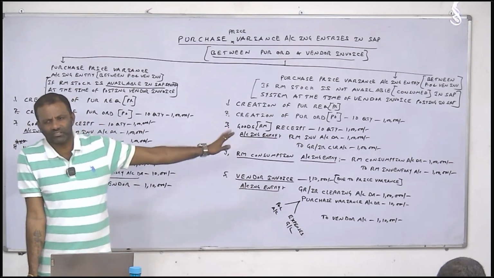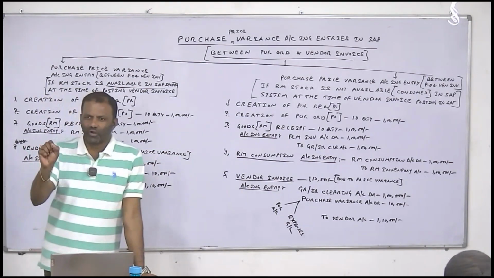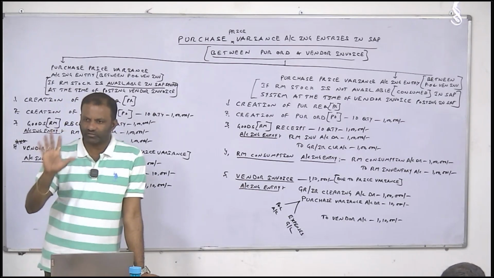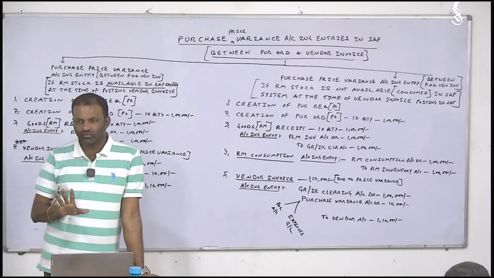Forget about that one. Don't look at the board. You have purchased a laptop for 50,000. You got an invoice for 50,000 only. But you have not used that one.